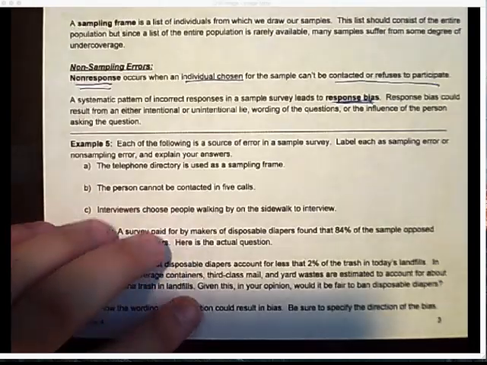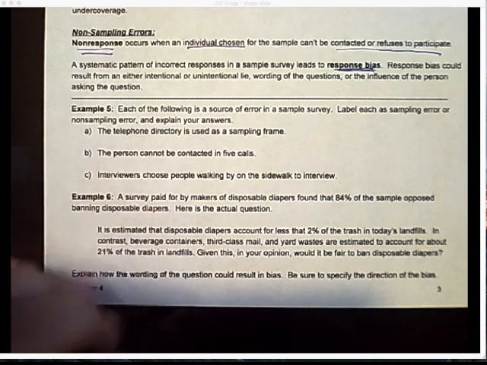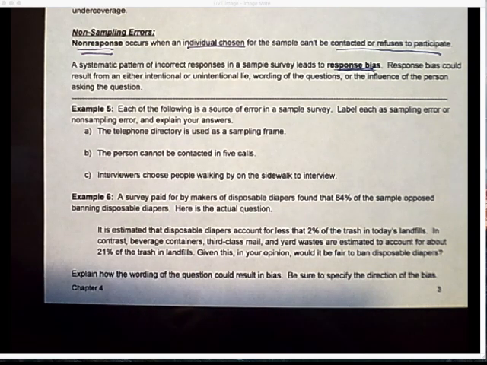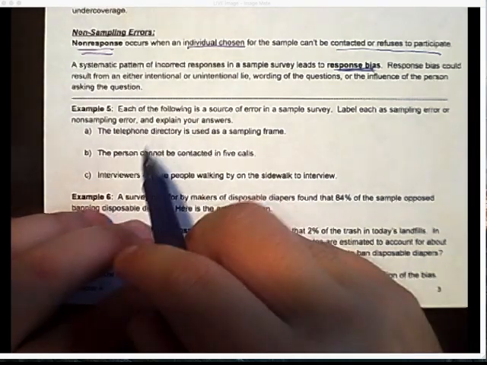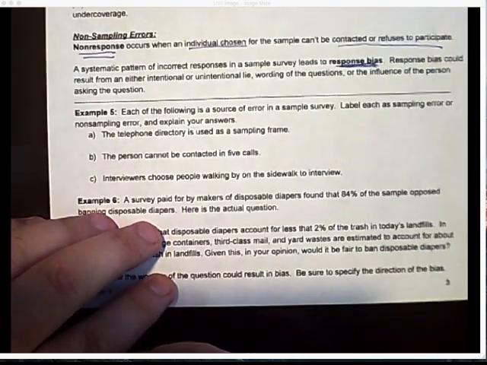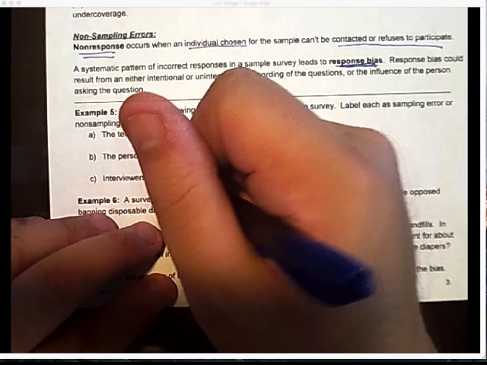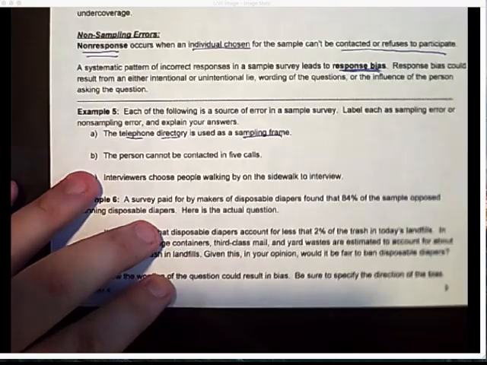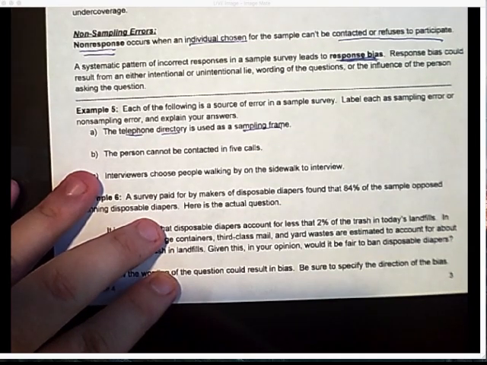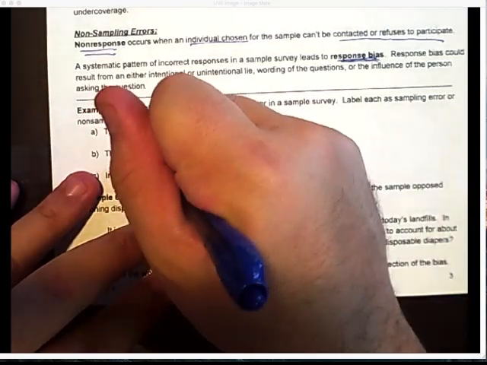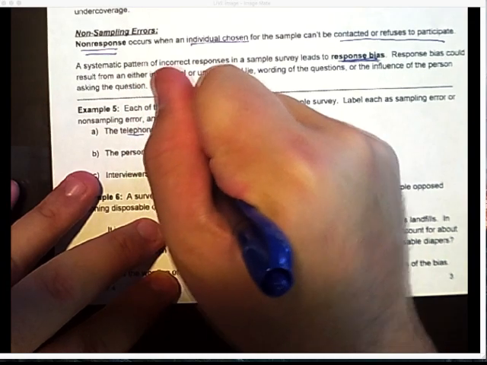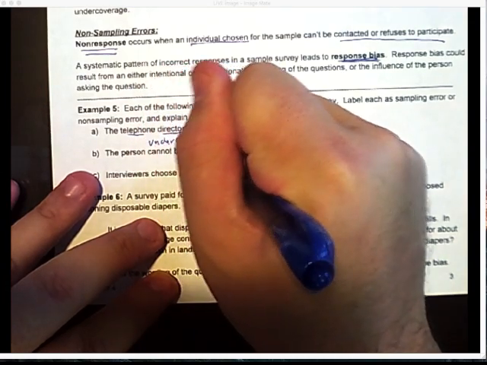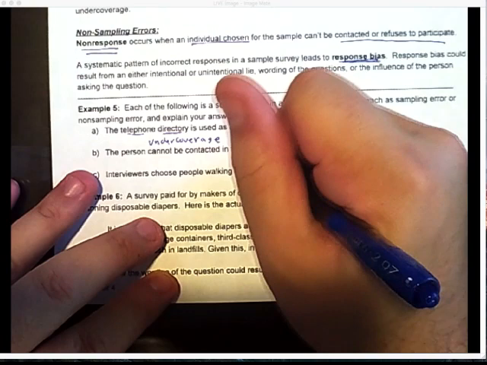So example 5 says each of the following is a source of error in a sample survey. Label each as sampling error or non-sampling error and explain your answers. It says the telephone directory is used as a sampling frame. So I'm going to use the telephone book for a list of people. What type of error would that have? Well, that would be an undercoverage error. That's an undercoverage error, which is a type of sampling error.